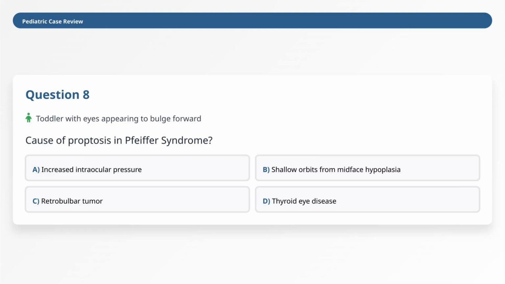Question 8. A toddler with Pfeiffer syndrome presents for ophthalmologic evaluation. The eyes appear to bulge forward prominently, a condition called ptosis. What is the underlying cause of ocular ptosis in this syndrome? Option A, increased intraocular pressure. Option B, shallow orbits from mid-face hypoplasia. Option C, retrobulbar tumor. Option D, thyroid eye disease.